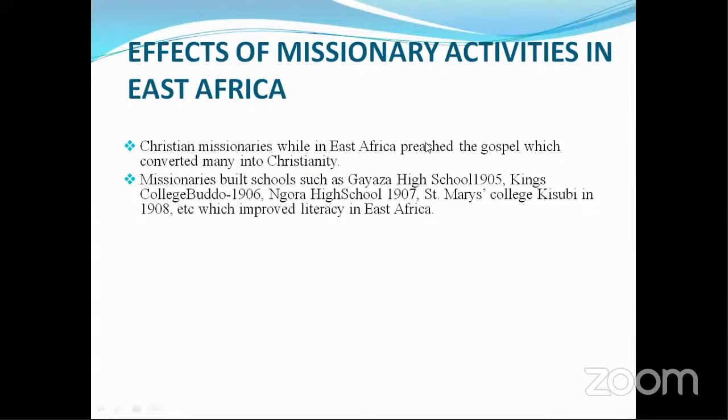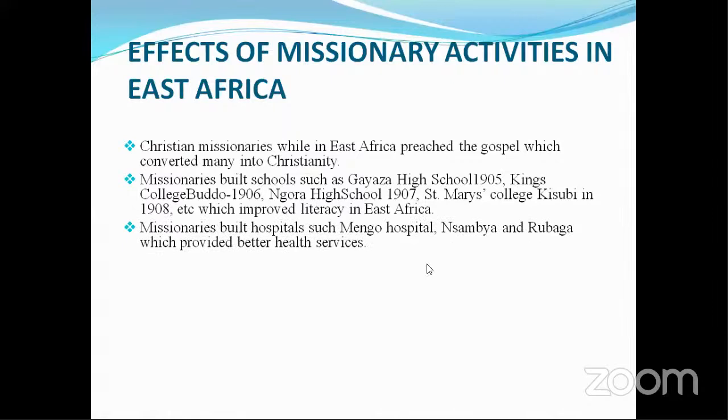Okay, we've gone back to our points here, and that was our point number 2. Remember, we are looking at the effects of the activities. Number 2 was building schools and how it improved literacy in East Africa. Another effect is that the missionaries built hospitals such as Mengo Hospital, Zambia, Ruaga, which provided better health services. So we are talking about hospitals now.